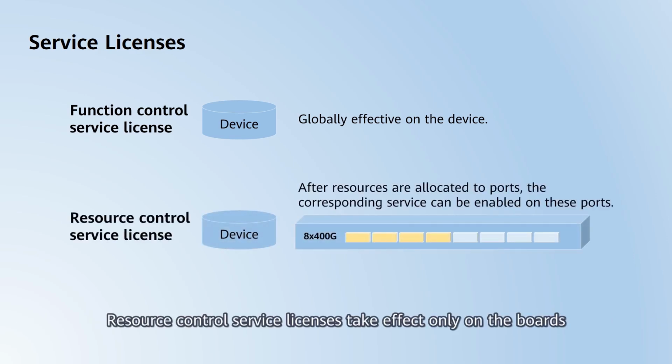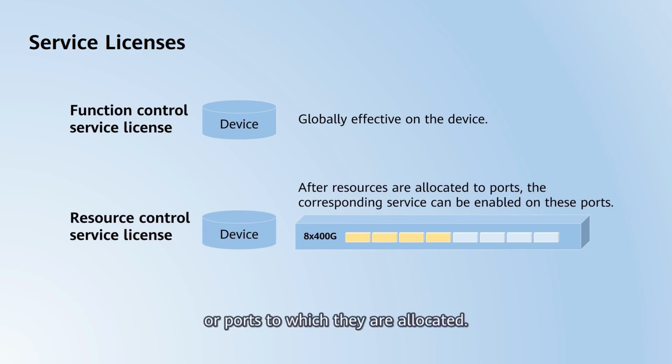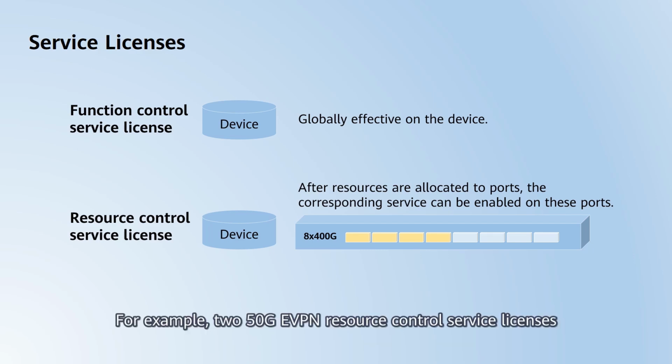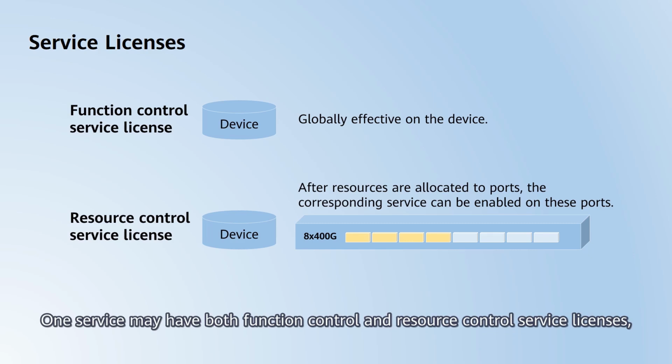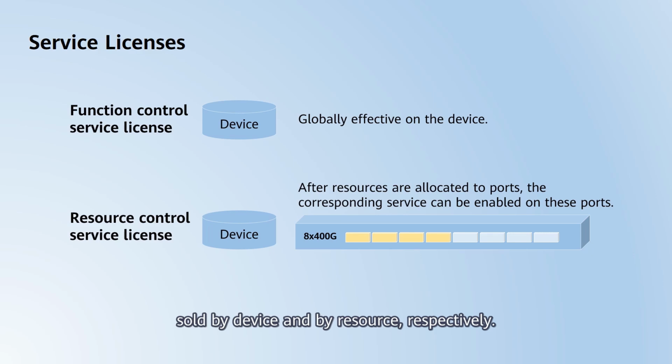Resource control service licenses take effect only on the boards or ports to which they are allocated. These licenses are sold by board, port bandwidth, number of users, or number of tunnels. For example, 250G EVPN resource control service licenses allow EVPN services to be enabled on one 100GE port. If you wanted to enable EVPN services on 4 100GE ports, you would need 8 50G EVPN resource control service licenses. One service may have both function control and resource control service licenses, sold by device and by resource respectively.